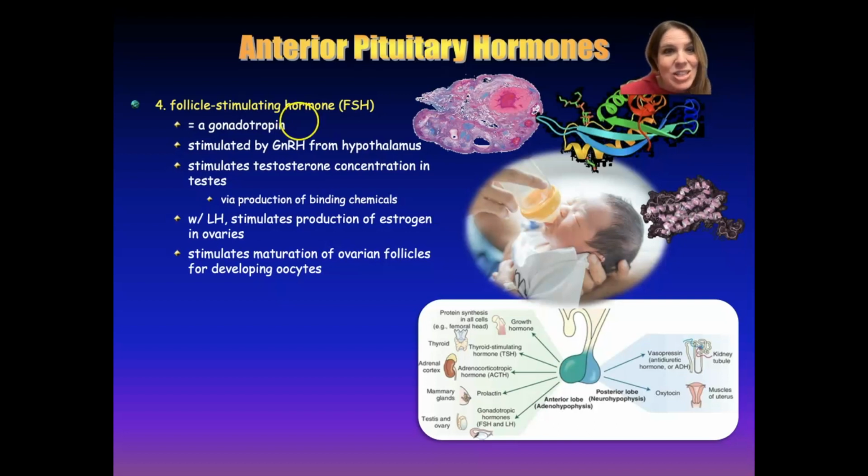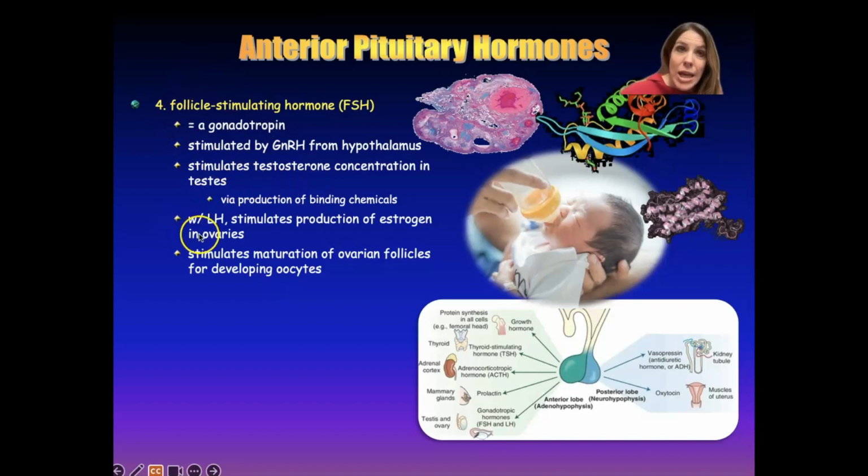Now, just like LH, FSH is stimulated by a hormone from the hypothalamus, and that is the same one, gonadotropin releasing hormone. And it has a slightly different function than LH, especially in the testes. So in the testes, whereas LH told the testes to produce testosterone, FSH, follicle stimulating hormone, is going to tell the testes to concentrate that testosterone. So concentrate it together. And the way it does that is by inducing the testosterone to bind to certain chemical elements in the testes, and that concentrates it in solution.